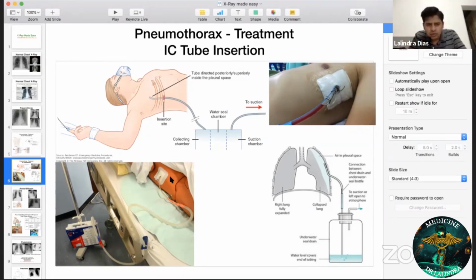You can see here, this is a true IC tube. You can see it's inserted into the patient, and this is the tubing, and this is the underwater seal bottle. You can see the tube is going into this bottle, and it's always kept below the patient's body level. So this is another IC tube inserted into the patient. All right. So that is treatment of pneumothorax. And once you insert an IC tube, you also have to take a chest X-ray to confirm that it is in the right position.